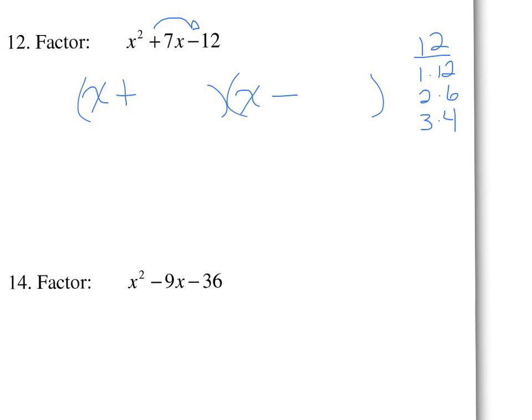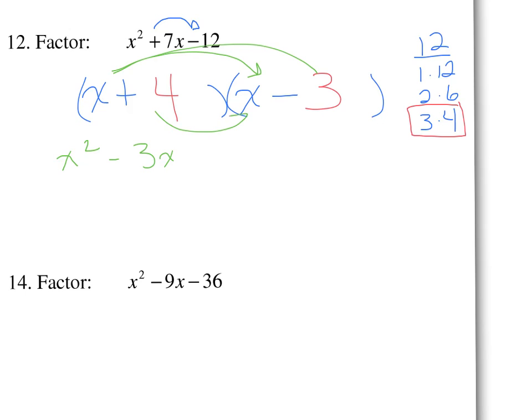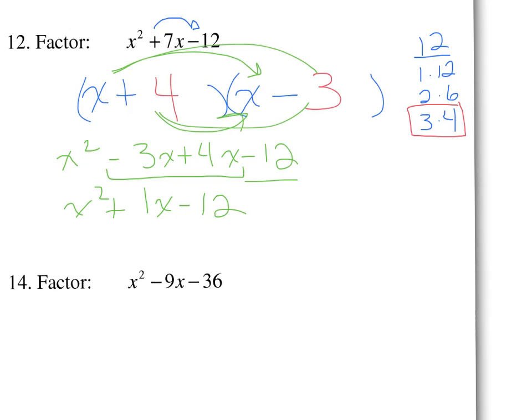Now, initially, it looks like the 3 and the 4 will give you 7. But when I put them in here, and I check what actually happens here, I have x squared minus 3x plus 4x minus 12. Because these are different signs, I don't get the 7. I actually only get 1x. I get x squared plus 1x, and I get a negative 12 on the end, which is fine. That's what it's supposed to be.